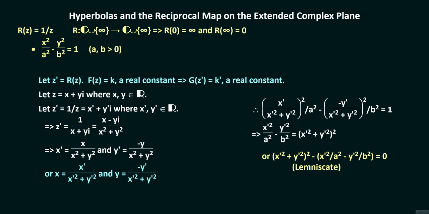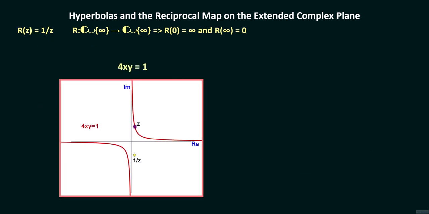We now take a look at the graph of each lemniscate as generated by its hyperbola pre-image. Here is the graph of 4xy equals 1 with an arbitrary point z on the hyperbola. Remember that we regard complex numbers as points on the complex plane. We let z travel along the hyperbola while at the same time we keep a trace on the path that 1 over z generates. So here's the lemniscate that's the image of 4xy equals 1 under the reciprocal map, with its axes of symmetry the lines x equals y and x equals minus y.